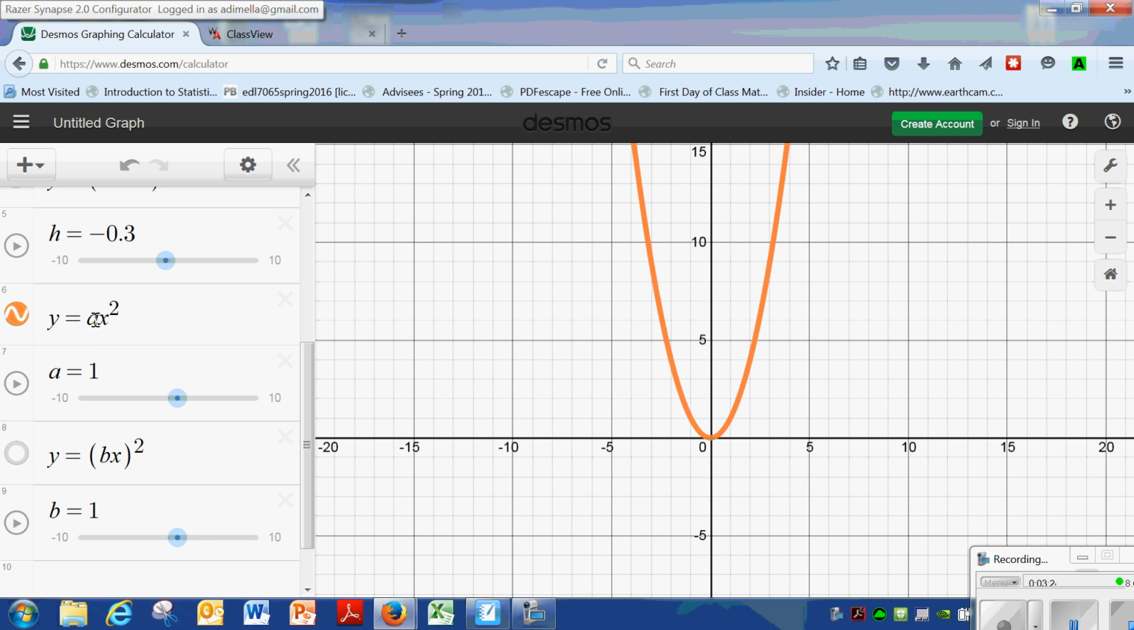So a times x squared. So you're doing the multiplication by a after you square it. So as a gets bigger and bigger, it squeezes this together into a shrink. And as it is in between 0 and 1, that's what's going to make it get wider. And then as it becomes negative, it's going to flip it upside down.